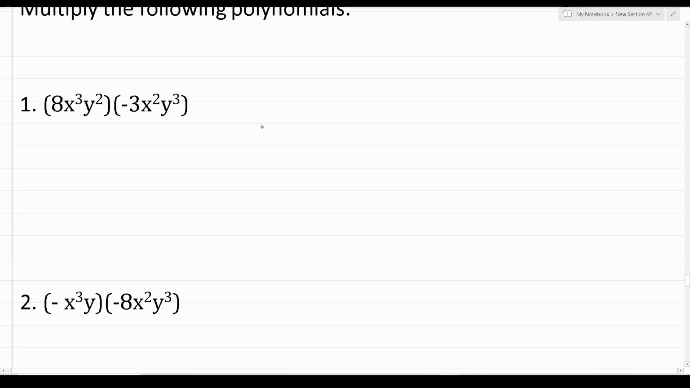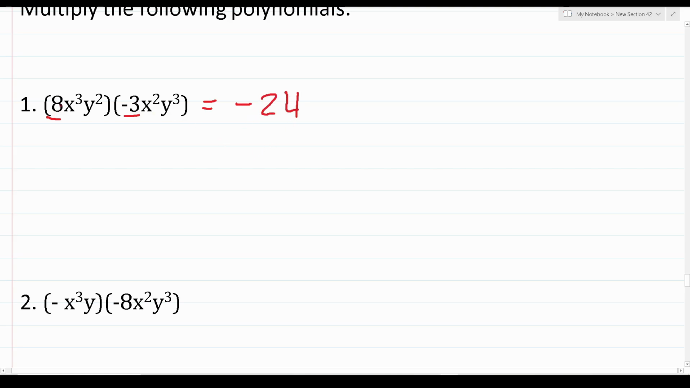All right, this first question says 8x to the third y squared times negative 3x squared y to the third. So we're multiplying a monomial by a monomial. And so if you remember our steps accordingly, we're going to take our coefficients, notably 8 and negative 3, and multiply those together. Positive times a negative is a negative, so we know this is going to be negative. 8 times 3 is 24.